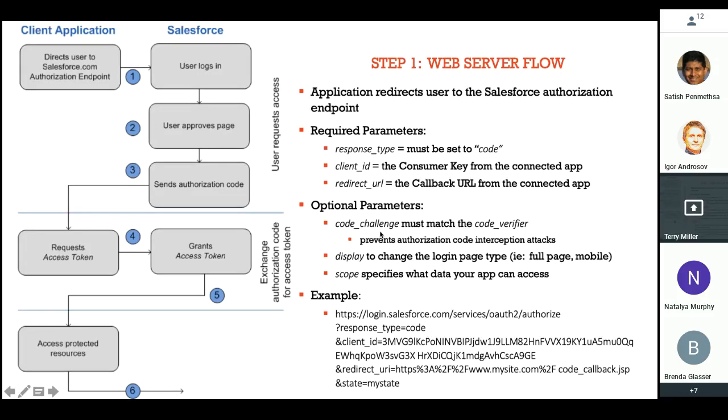Some optional parameters. I mentioned that you can do a code challenge and verify, and that just ensures that your communication hasn't been intercepted. And so code challenge would just become another parameter in the example that we have down below. Display is also an option. That's used to modify the look of what's being presented to the users for their login page. So if you're on a mobile device, you might want that to look a little bit different than if you're on a full desktop.